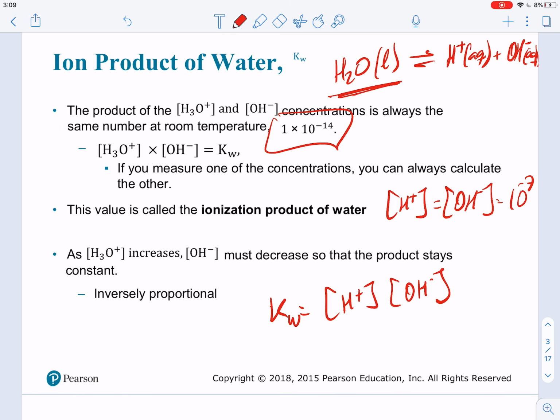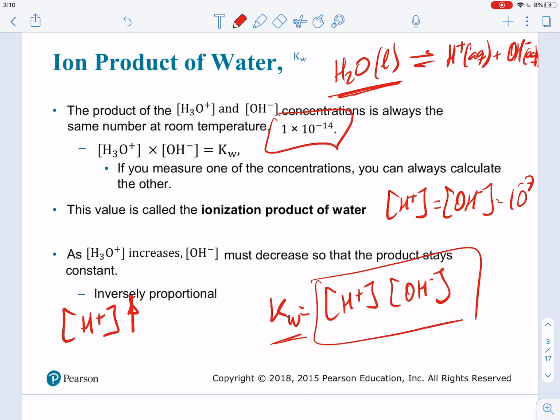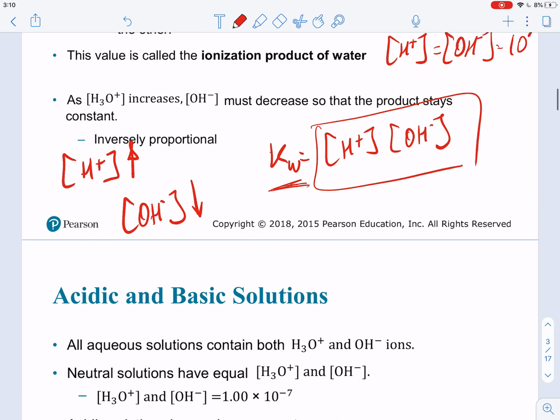And the other thing is that, remember, they are related to each other. They are inversely proportional, which means the product has to be constant, and in order to keep that product constant, if you increase the concentration of H+, then the concentration of OH- has to decrease. And vice versa, if you increase the concentration of hydroxide, then the concentration of H3O+ or H+ has to decrease. Okay, so that's the ion product of water.